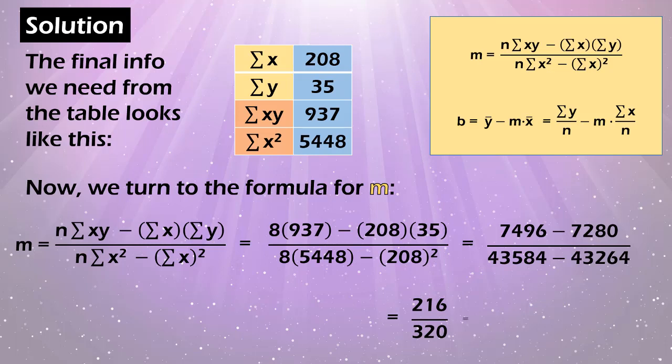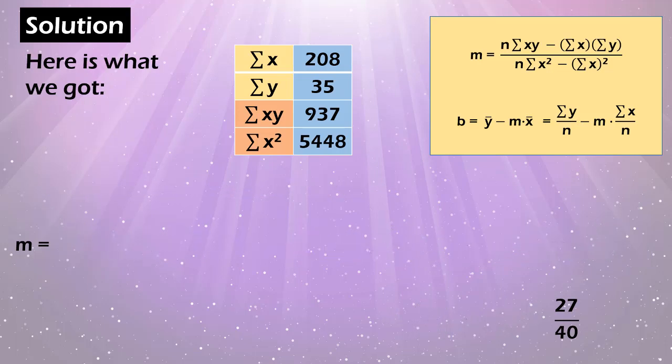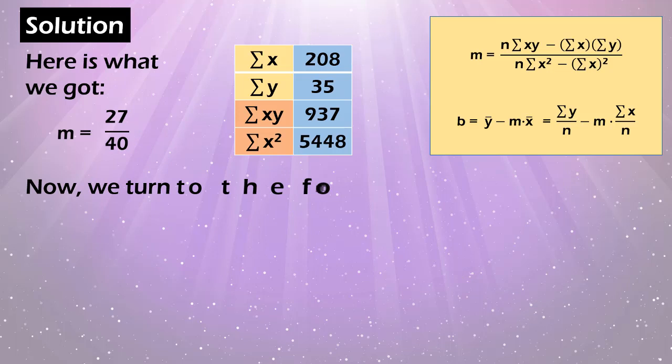We can go ahead and reduce this fraction quite a bit, all the way down to 27 over 40. So that's our slope, m. We'll go ahead and clear this out and just keep what we need. We need that m is 27/40. Now we can go ahead and calculate our value for b.